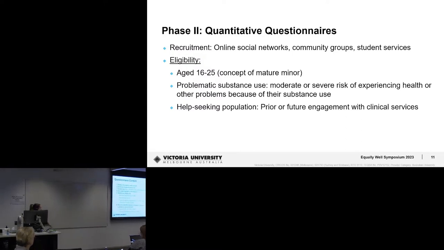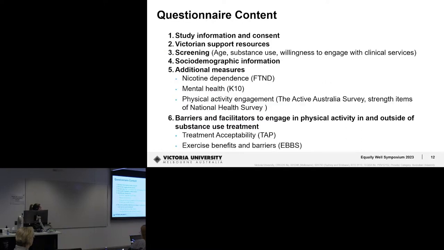So this is just a little bit of an overview of the online questionnaire. I did screening for age, substance use, and their willingness to engage with clinical services. And I assessed nicotine dependence, mental health, their current physical activity engagement, and also the treatment acceptability of a physical activity intervention that aims to reduce substance use. And I also assessed exercise benefits and barriers that these young people were experiencing.